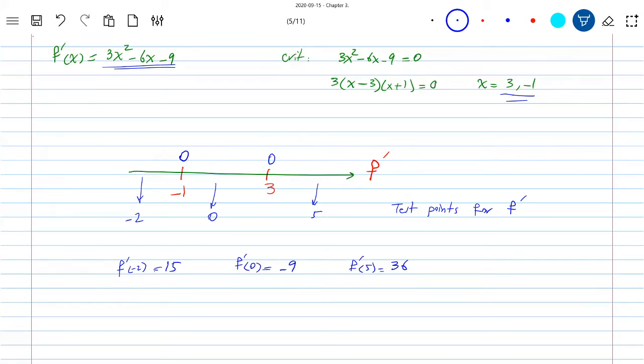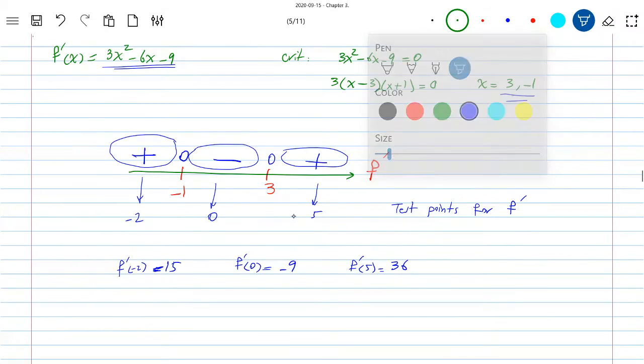What matters is the sign. Here 15 is a positive number. So corresponding to -2, I found the derivative is 15. So 15 is a positive number. The derivative at 0 was -9. So here, a negative number I got for 0. For 5, I got the derivative to be positive. These signs basically tell you what the derivatives are in each section. In this area, the derivative is always positive. In this section, the derivative is always negative. In this area, the derivative is always positive.